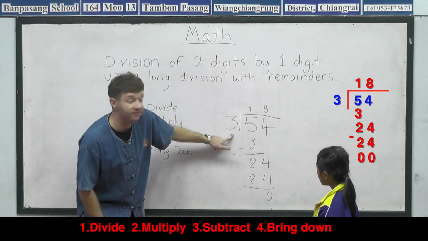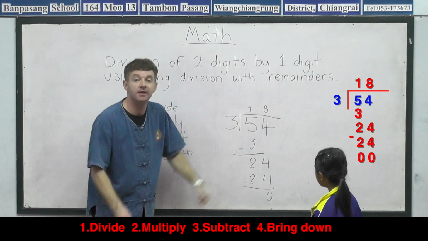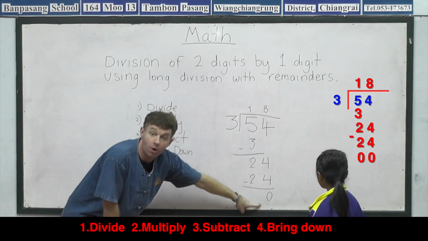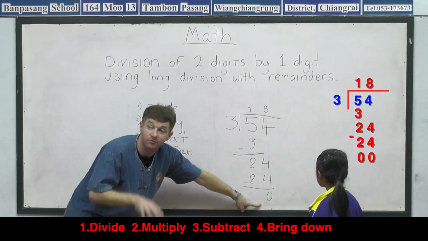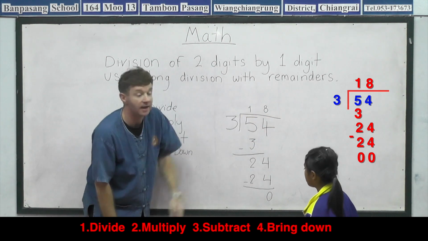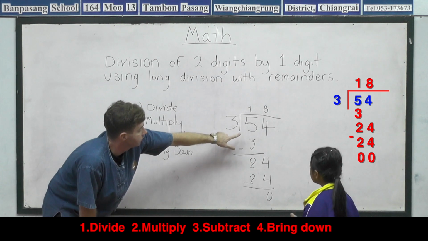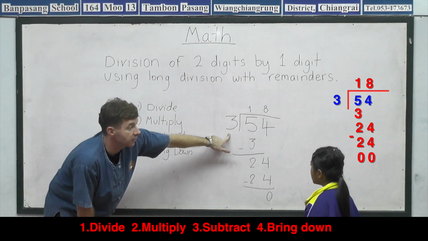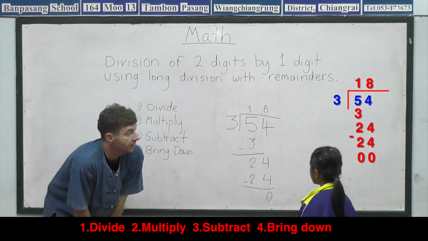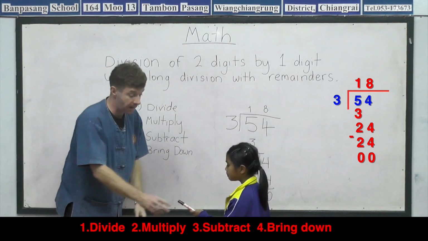54 divided by 3 equals 18. If we get to 0 at the end, we know we don't have remainders. So we don't need to write anything here because we have our answer already. So 54 divided by 3 equals 18. Excellent. High five and a round of applause for Pak Bung.